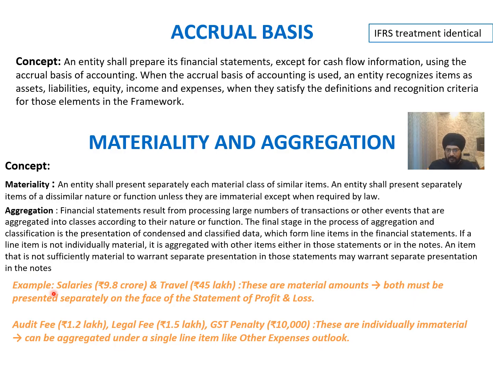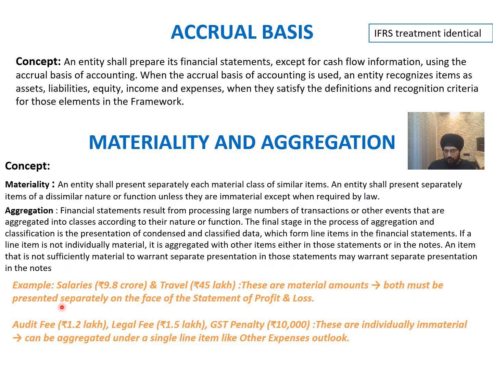If you look at it, the example of salaries of 9.8 crore and travel expense of 45 lakh: these are material amounts and they cannot be clubbed together. So we have to show them separately as a salary item and a travel expense. We cannot club travel into salaries and then show it accordingly. We have to show it as a separate line item. And then the audit fee.